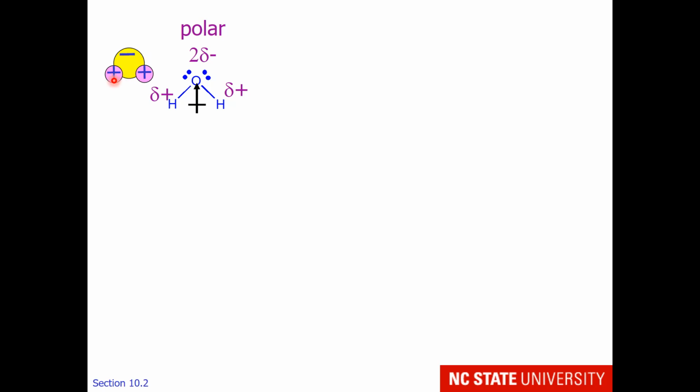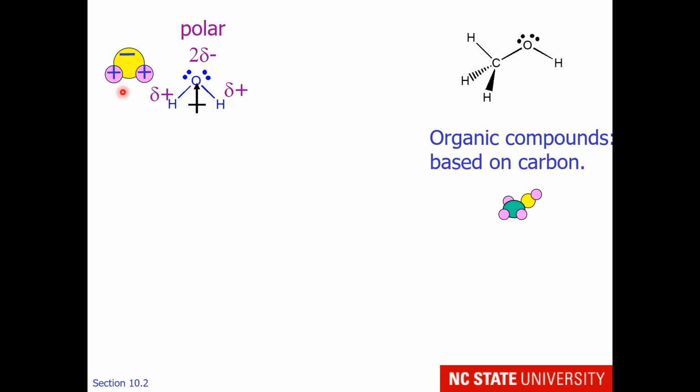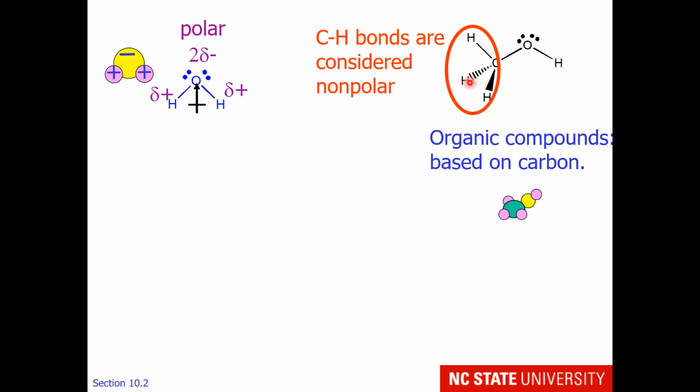Water is represented with this space-filling model here, where the yellow represents the oxygen and the two pink are the hydrogen. Water is somewhat different than organic compounds, which are based upon carbon. This is an example of methanol. Carbon-hydrogen bonds are considered nonpolar. Remember that they have an electronegativity difference of 0.4. On the other hand, the carbon-oxygen-hydrogen area of the molecule would be a polar region. This is represented by the space-filling model shown here, where carbon is the green sphere, oxygen is still yellow, and the pink are the hydrogen.